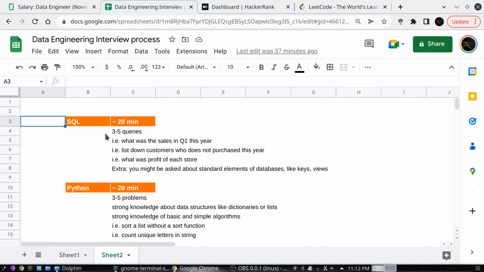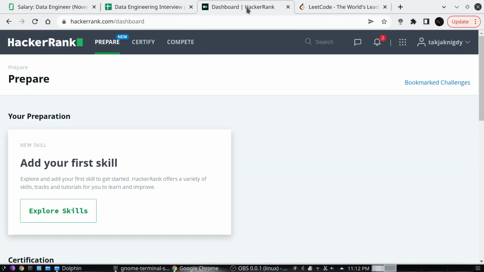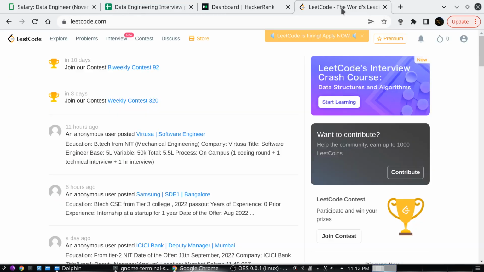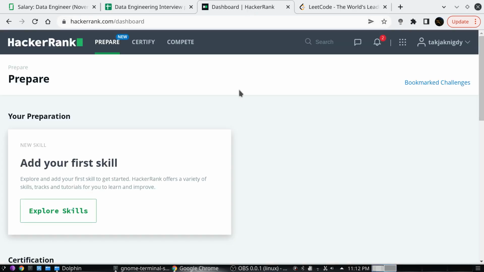When it's about preparation for this kind of interview, there are two amazing portals which I know, which are very similar. The first one is HackerRank, and the second one is LeetCode. This one I know a bit better. Both of them look similar. So you have free as well as premium accounts on both of them.